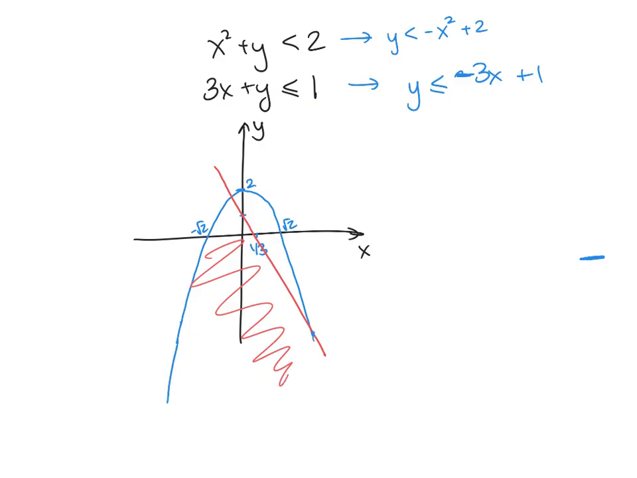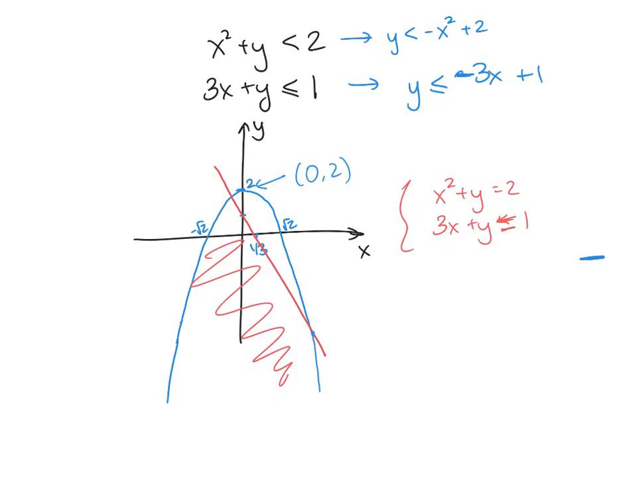Let me just draw it out more clearly. So what vertices do we have? We have this one over here, which is 0, 2. And then we have the others that we need to solve for. To do that, I need to solve x squared plus y equals 2 and 3x plus y equals 1.